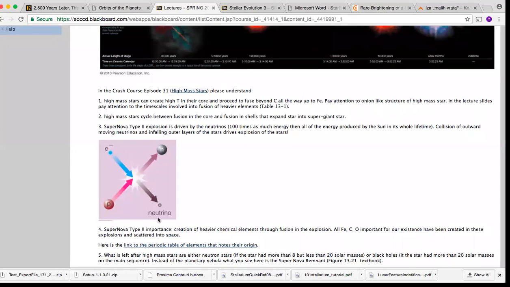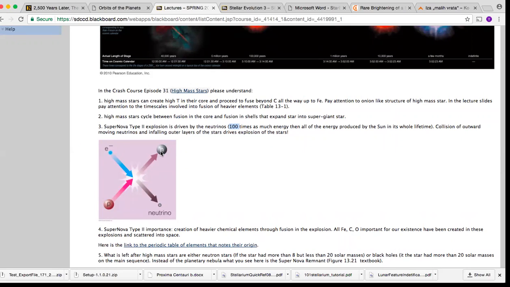And neutrinos are important because they are going to drive the supernova type 2 explosion. They have so much energy. In one of the Crash Course episodes, they tell you 100 times as much energy in 1 second, basically, goes with neutrinos than is produced throughout the life of the sun. And so they will drive the supernova explosion of the star, but this is what is left in the core, these neutrons. And so every single high mass star does that.